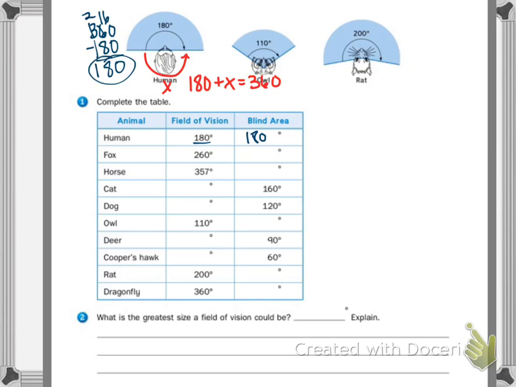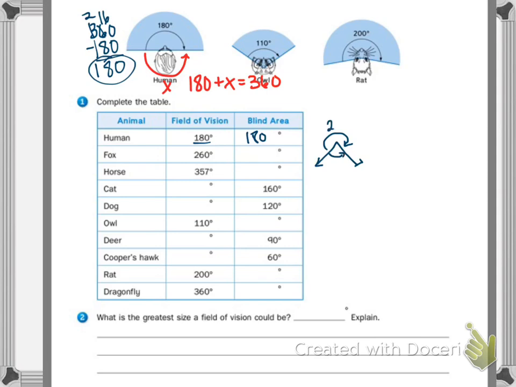Now, a fox can see 260 degrees. Okay, so 260 degrees. Now, if we think about what they can't see, think about what 260 would look like. It would look something like this area here. So a fox could see all the way from where my arc starts, all the way to the end. So we need to figure out what they can't see right here.